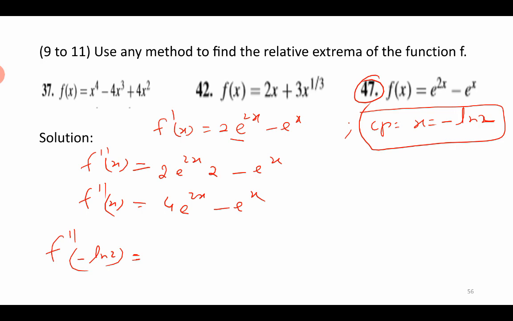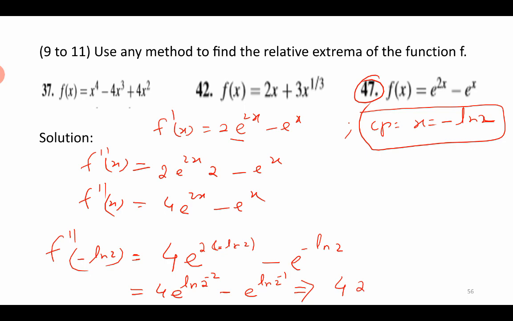X is negative ln 2. 4 times e raised to 2 into negative ln 2, minus e raised to minus ln 2. This first term: the negative and 2 will be in the power. So 4 into e raised to ln 2 power negative 2. Ln and e cancel. Here e raised to ln 2 inverse. The first term will be 4 into 2 power minus 2. For the second term, e and ln cancel, 2 power minus 1. 2 power minus 2 is 1 by 4, into 4 is 1, minus half. The answer is half. So the second derivative at negative ln 2 is half.